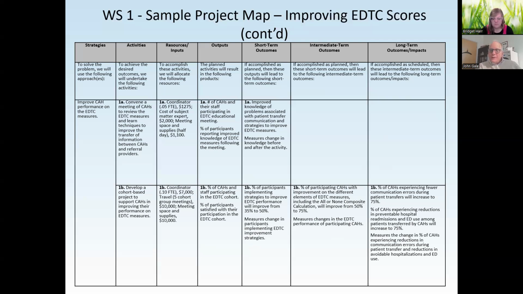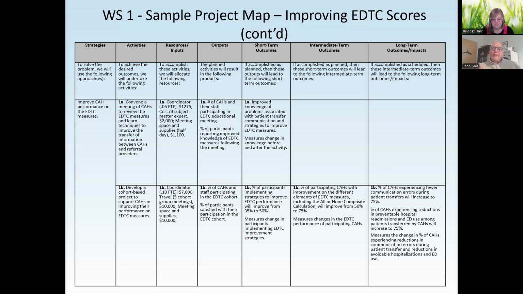First off, if you're building a cohort, which is a very effective way to use resources under the state flex programs, you're convening a meeting of CAHs to review the measures and to learn techniques to improve the transfer of information between their hospital and the referral providers. So we've broken down some of the resources: a little bit of the flex coordinator's time. Are you bringing in subject matter experts? There's a cost, there's meeting space and supplies.